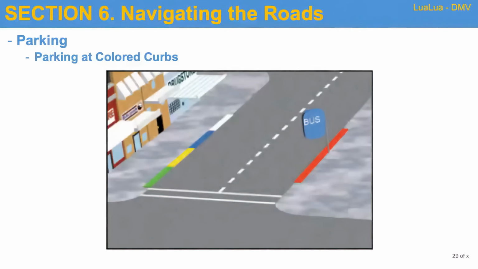Parking at colored curbs. Painted colored curbs have special parking rules. White. Stop only long enough to pick up or drop off passengers. Green. Park for a limited time. The time limit may be posted on signs or painted on the curb. Yellow. Load and unload passengers and freight. Do not stop longer than the time posted.